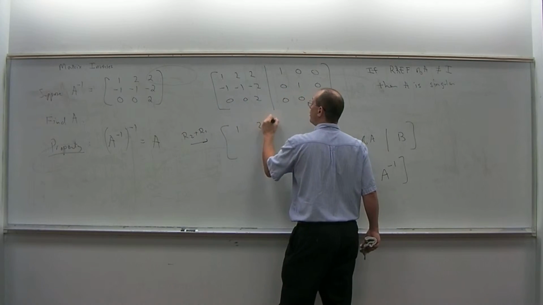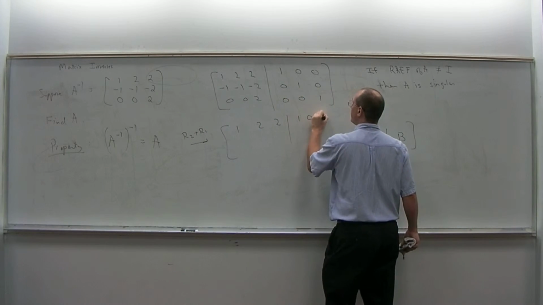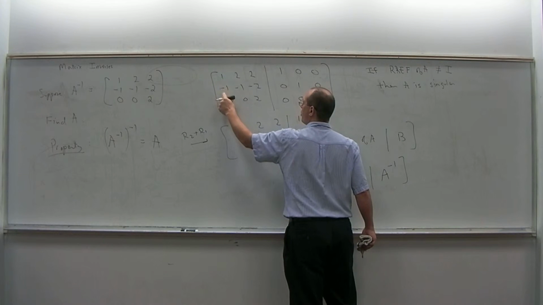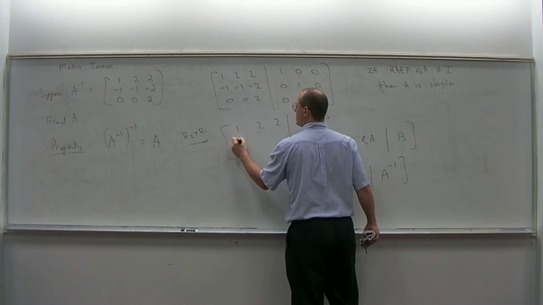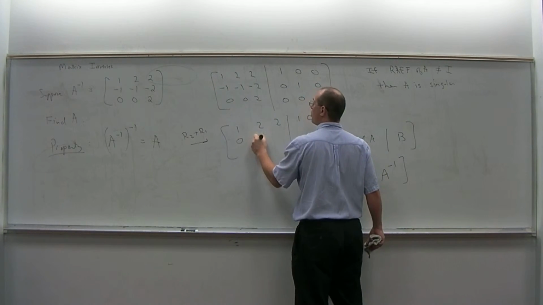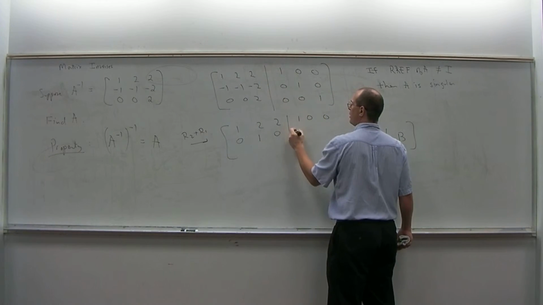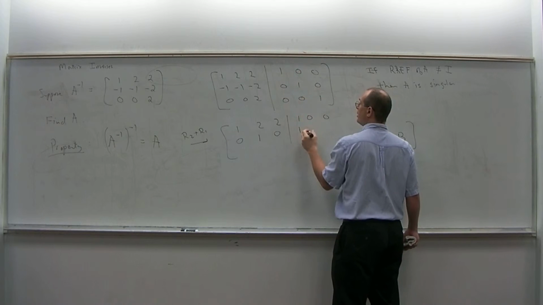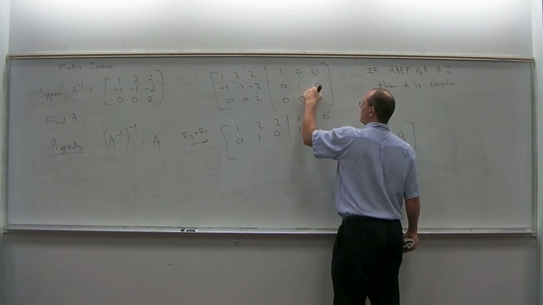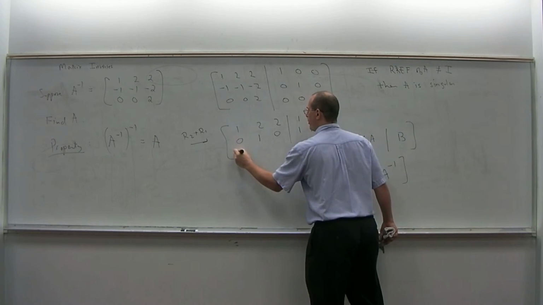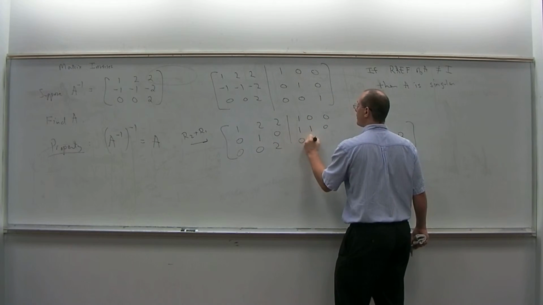So the first row will stay the same. Now row 2 plus row 1: negative 1 plus 1 is 0, negative 1 plus 2 is 1, negative 2 plus 2 is 0, 0 plus 1 is 1, 1 plus 0 is 1, 0 plus 0 is 0, and the third row stays the same.